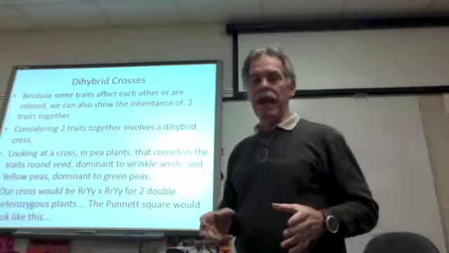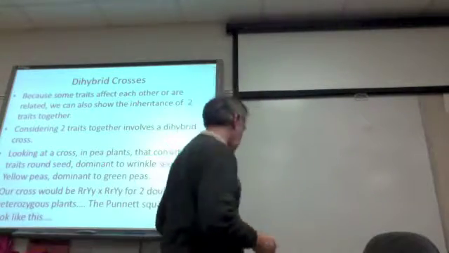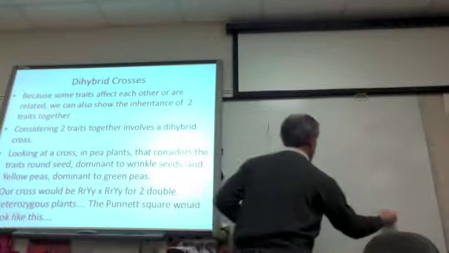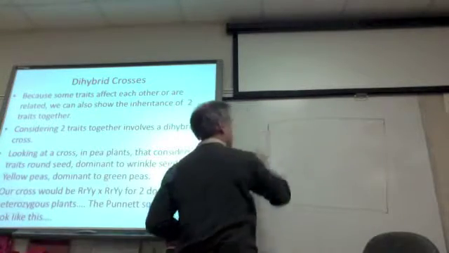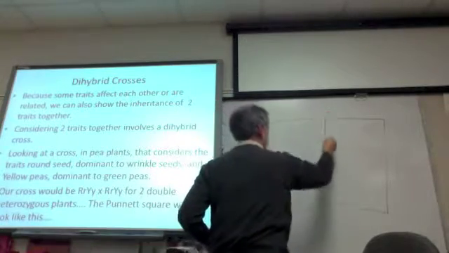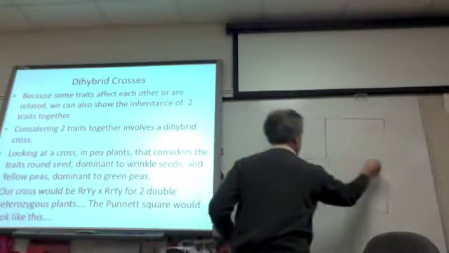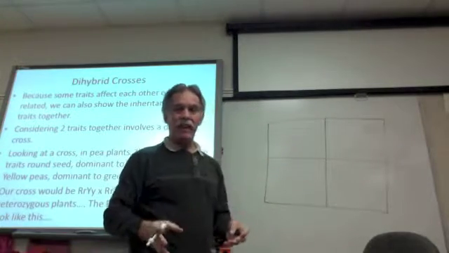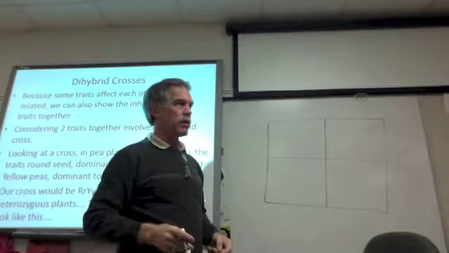How do we make the actual square? Well, it's not that much harder than what we did before. Matter of fact, that's what I recommend you start at, is make a box, just like you did before, maybe make it a little bigger. We're going to split it down the middle, okay? So down the middle and across the middle. That looks a lot like our monohybrid cross that we did.